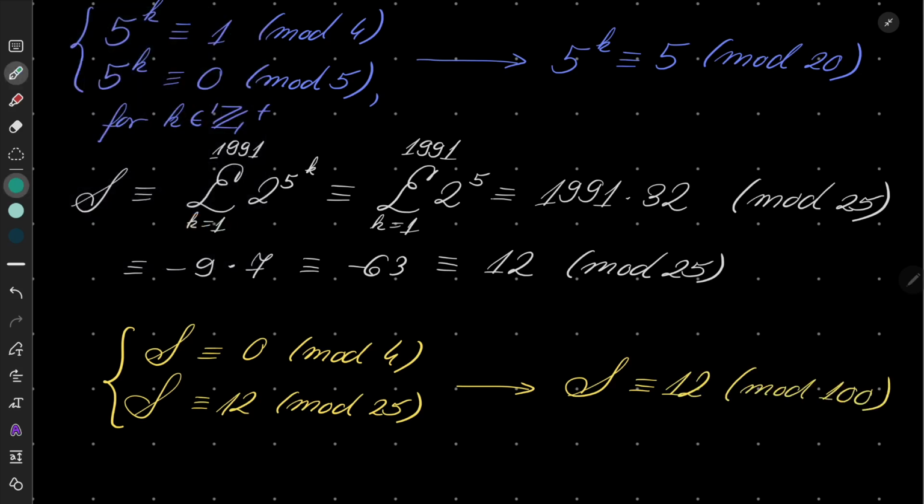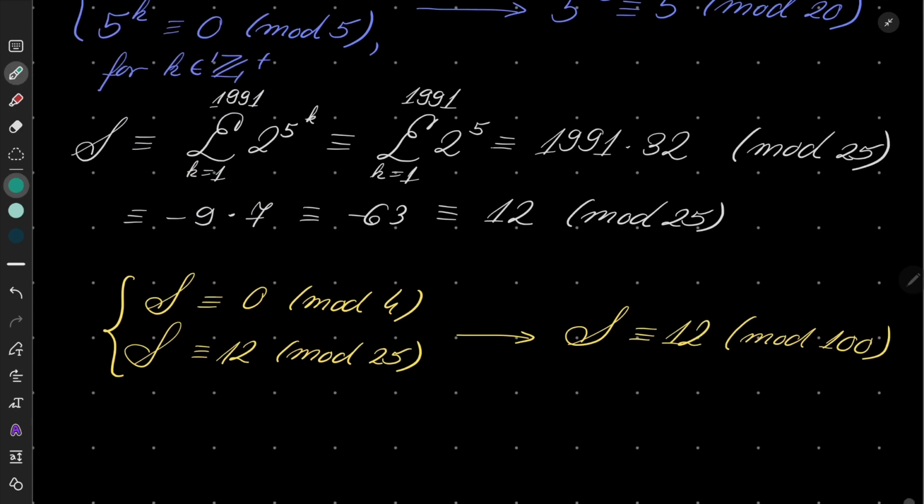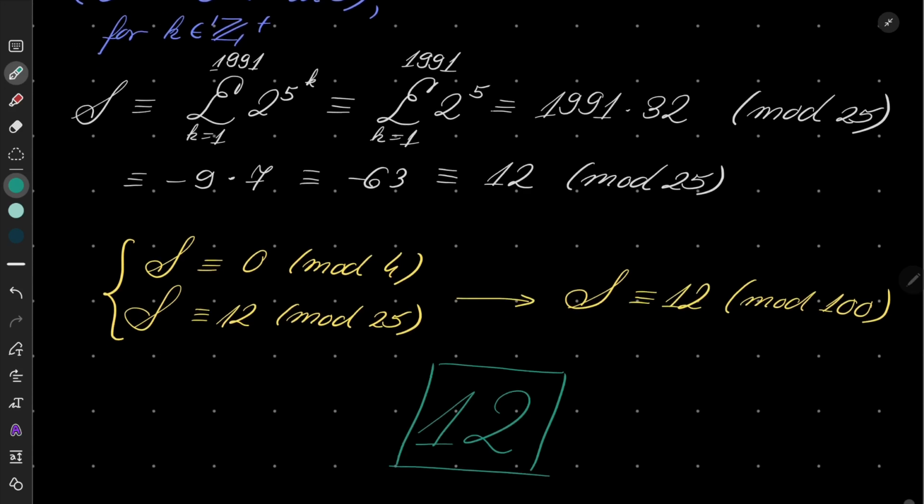The last two digits of our number are 1 and 2. So our number ends in the digits 1 and 2.